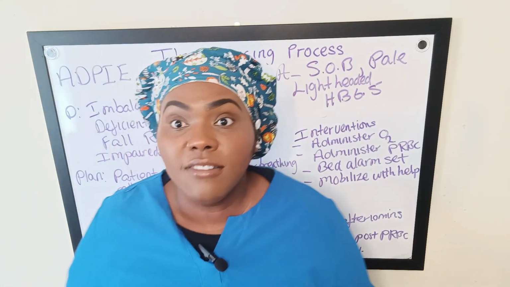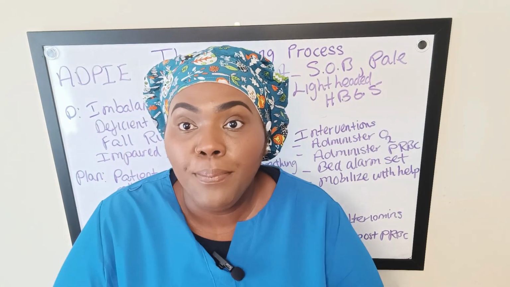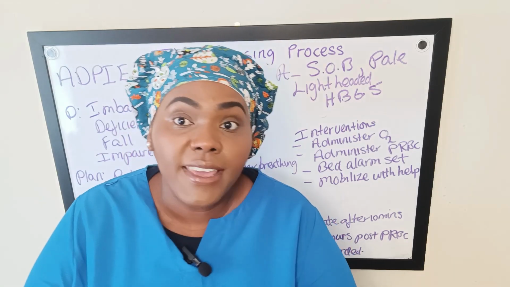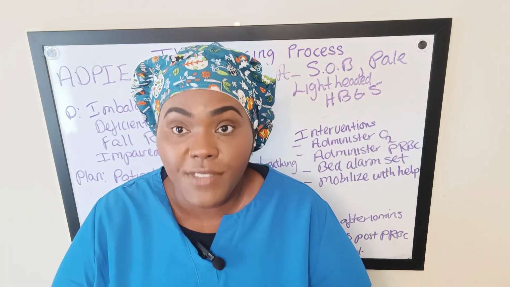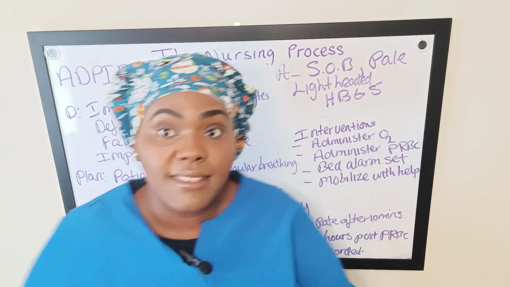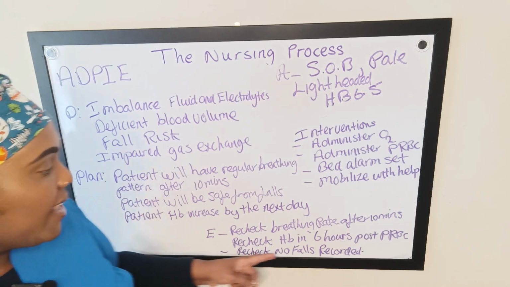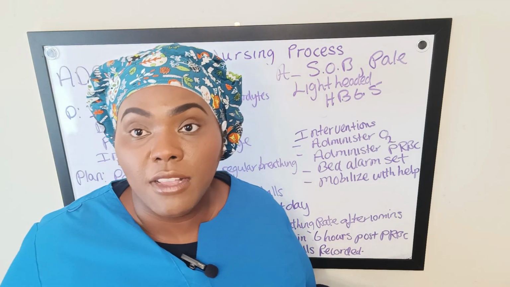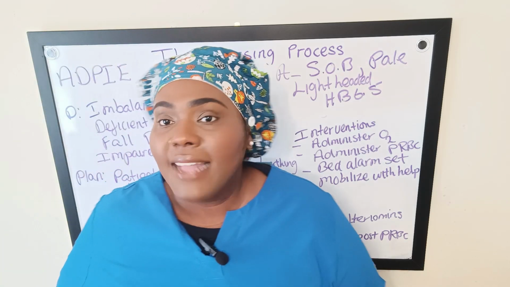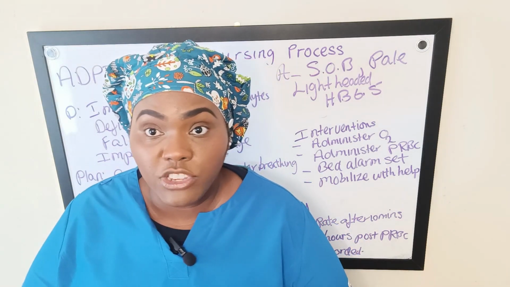Because if I give you oxygen, I'm helping you breathe. Do you think our patient with shortness of breath would be okay if I give them oxygen? Yes. Give them the oxygen as ordered. Recheck their respiratory rate after 10 minutes. That's the evaluation. Recheck the HB 6 hours post blood transfusion. So let's say you finish giving the blood at 1 o'clock. At 7 o'clock, you recheck that patient's HB.